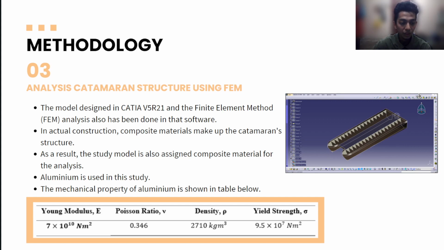Young modulus is 7 times 10 power of 10 Newton per meter square. Poisson ratio is 0.346. Density is 2710 kilogram per meter cube. Yield strength is 9.5 times 10 power of 7 Newton per meter square.